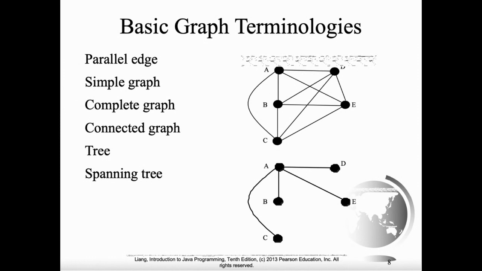Then we have a connected graph. Connected graphs are graphs where all the nodes somehow connect to each other. So you can go from one node to another somehow through a path. There is no disconnection between the elements inside a graph.